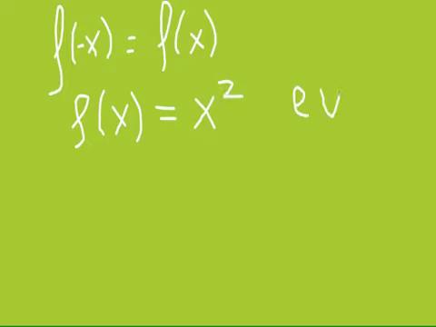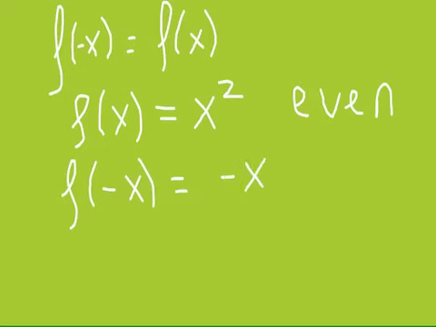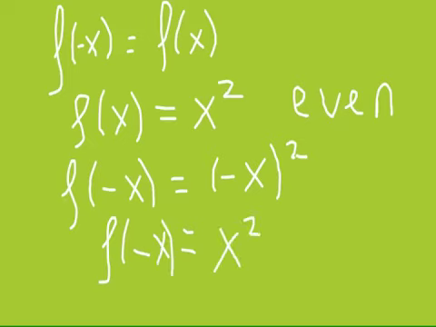Why is this even? Well, if I put negative x in, f of negative x is going to be negative x all squared. And when you square a negative, you end up with a positive. So f of negative x is going to be x squared, because negative x squared is x squared. And so f of x equals x squared is an even function.